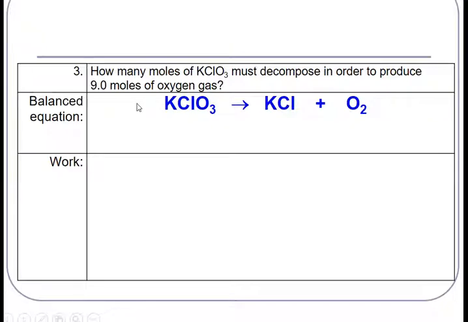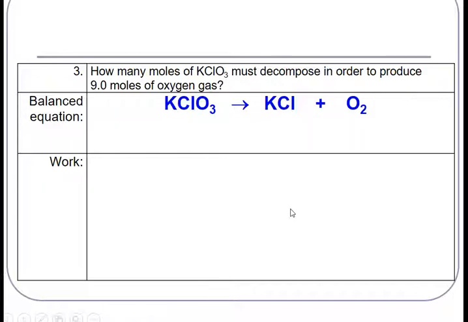All right, so now we're looking at number 3. How many moles of KClO3 must decompose in order to produce 9.0 moles of oxygen gas? All right, this problem cannot be done until you balance the equation. So first thing you want to do is balance the equation. In fact, if you're doing stoichiometry and your mole to mole ratio is 1:1, you should always double check that you did balance the equation so that you're not getting the wrong answer.